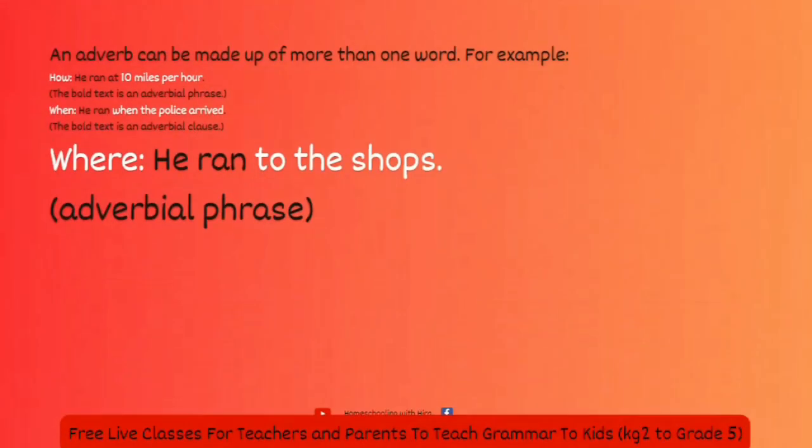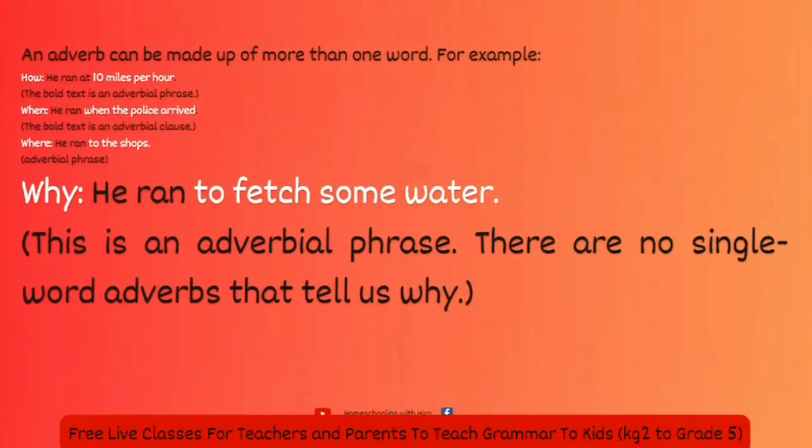Next we have he ran, but where? Now our adverbial will tell us where he ran. So he ran to the shops. It's an adverbial phrase. Why adverbial? Because it is giving us the information about the action of ran. And it's a phrase because it is a group of words which makes sense but can't stand alone as a sentence. It neither has a subject nor has a verb. Right?